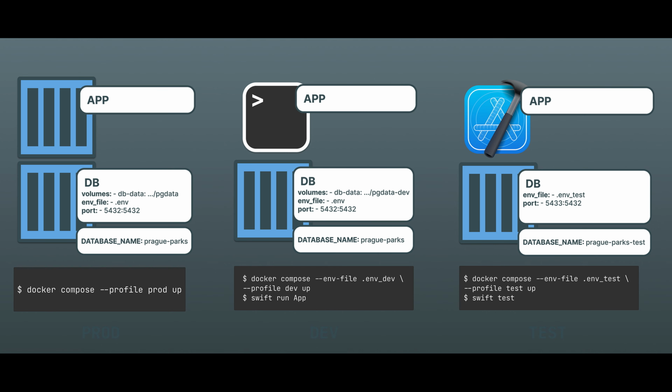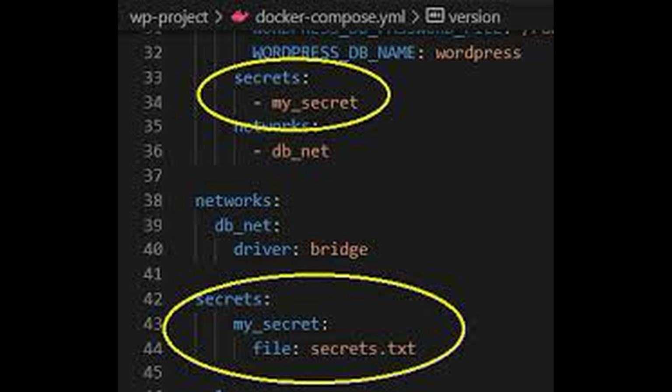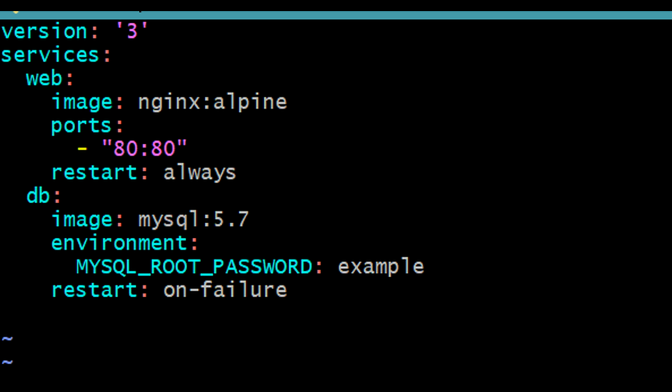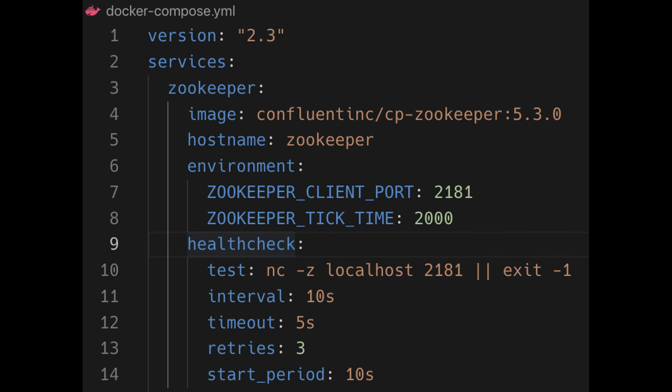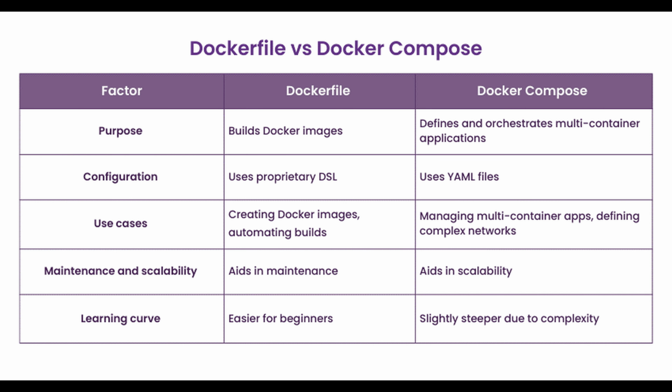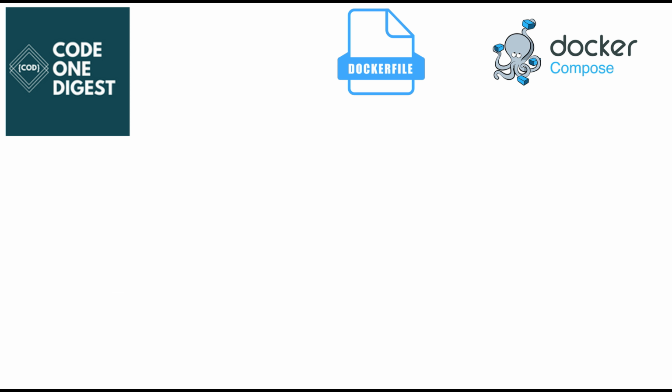Profiles start subsets of services, useful in Compose v2+. Secrets and configs are for sensitive data, supported by Compose with Docker Swarm or v2 features. Restart policies: restart unless-stopped, always, or on-failure. And health checks: Compose can define health checks for services, and depends_on can be tuned to wait for health. Here's a side-by-side comparison between Dockerfile and Docker Compose.